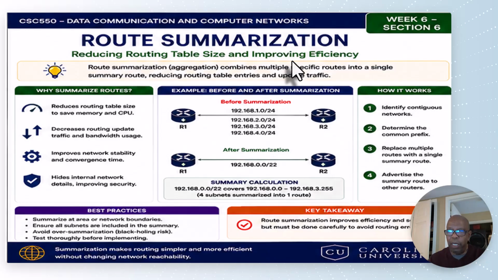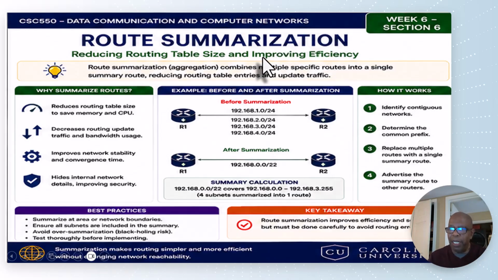But with summarization, it says, okay, yes, we have IT, we have HR, we have the medical. So we have all these sections, but in reality, looking at the whole picture, they are all going to the company. So rather than having all these particular subnets each with their own IP addresses, we can combine all that into a single route.